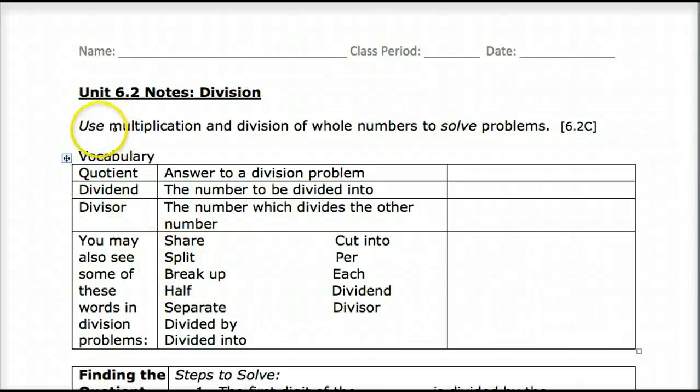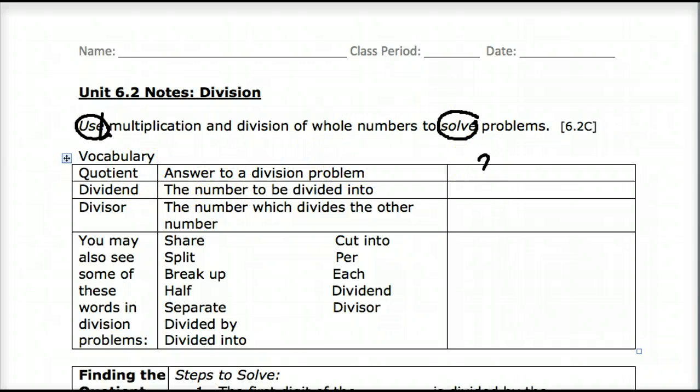Alright, today we're going to be talking about using multiplication and division of whole numbers to solve problems. For the vocabulary we'll be talking about, our first word is quotient. A quotient is the answer to a division problem.